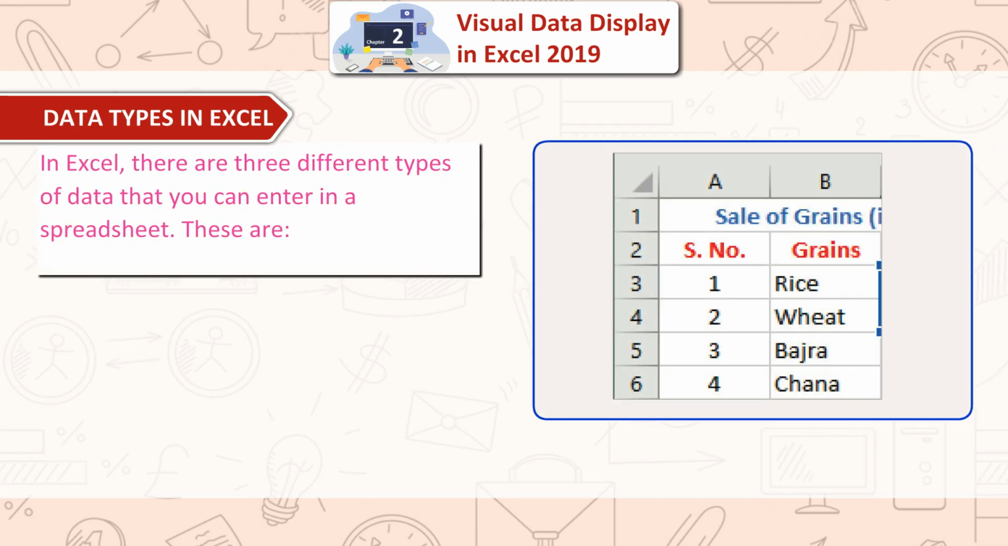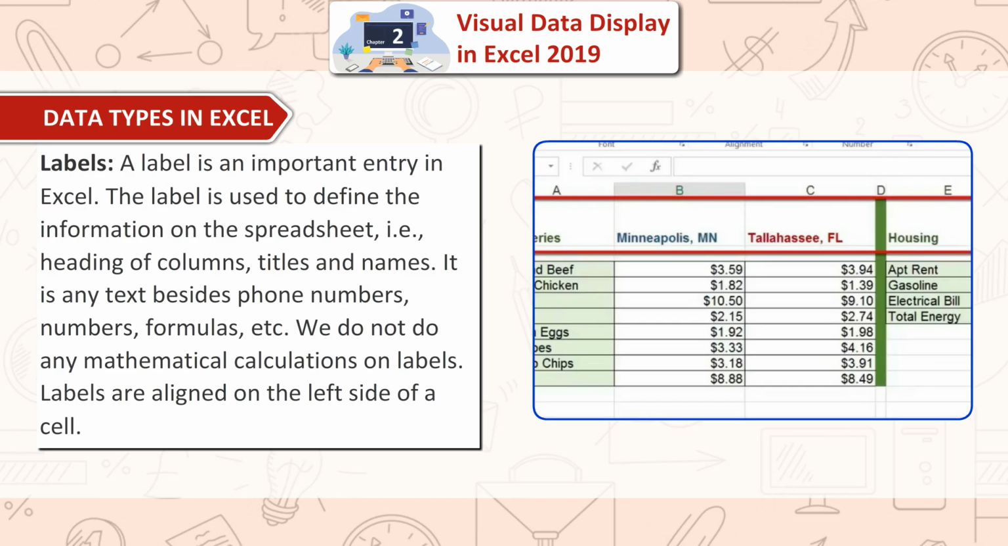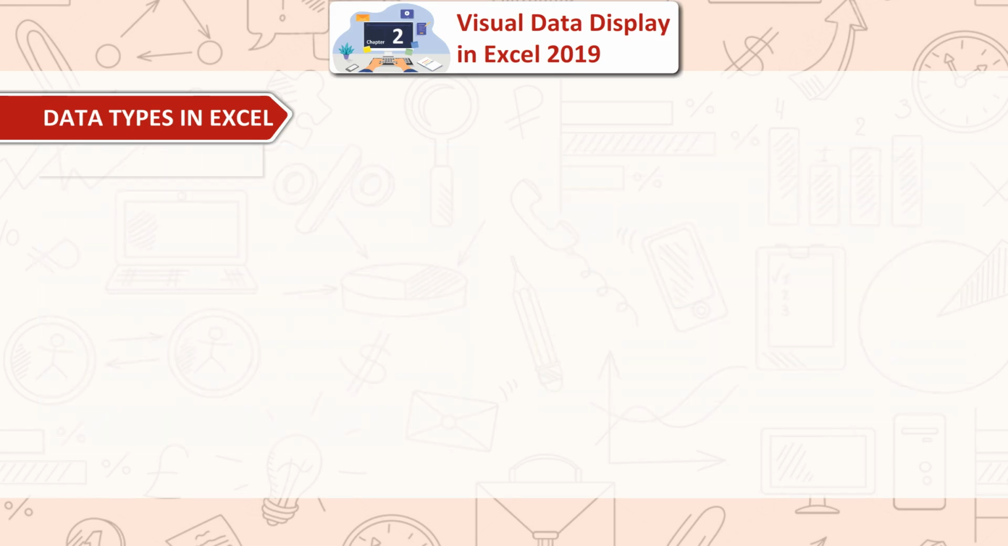In Excel, there are 3 different types of data that you can enter in a spreadsheet. These are labels. A label is an important entry in Excel. The label is used to define the information on the spreadsheet, that is, heading of columns, titles, and names. It is any text besides phone numbers, formulas, etc. We do not do any mathematical calculations on labels. Labels are aligned on the left side of a cell.